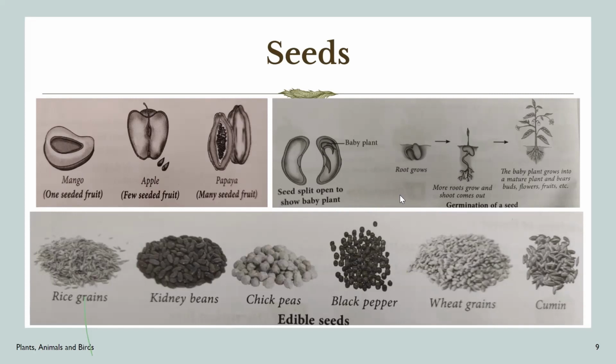Now, germination of seed. What are the various stages in the journey of a seed? How does a seed become a plant? Now, see, you can see the seed that is split open to show the baby plant. You can see the baby plant in the picture here.